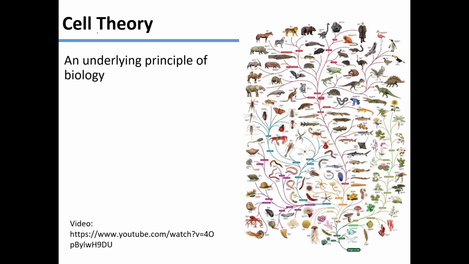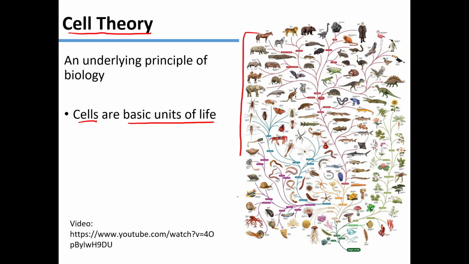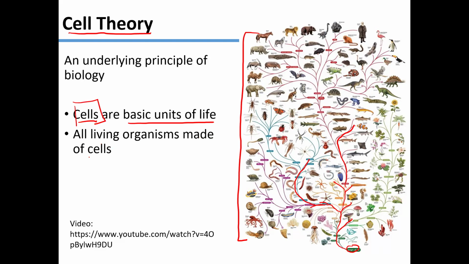So let's check out what cell theory essentially is. This is an underlying principle of biology, and the main thing you've got to get from this is that cells are the basic units of life. We need cells in order to build life. If you look at this tree of life over here, you can see all of these different organisms. You can see the origin of life here, and then all these separate branching pieces all the way around. You'll notice all of these branching pieces have something in common, and what they have in common is that they are all made of cells. So again, all living things are made of cells.